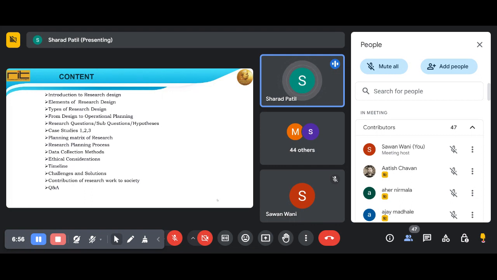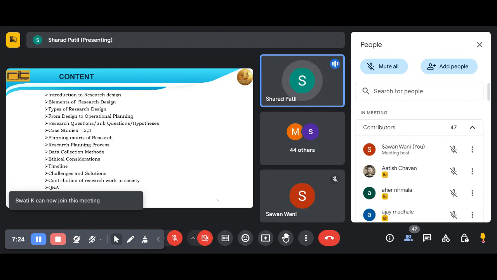These parts you covered yesterday, so I will just have one short recap of all these, and then we will move from design to operational planning. Then, what are the research questions, research sub-questions, hypothesis. Then I have taken case studies 1, 2, 3, about how the research questions, sub-questions and hypotheses relate to my topics, whatever we have just published.